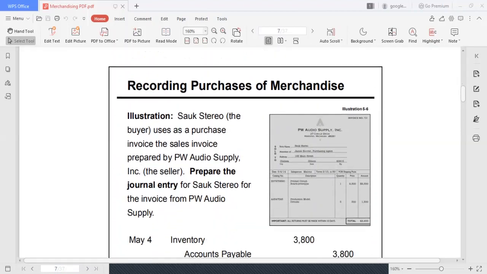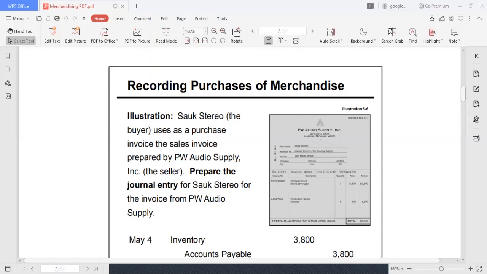So how are you going to record the purchase of merchandise? In this case, the company uses as a purchase invoice the sales invoice prepared by PW Audio Supply. So PW Audio Supply here is actually our supplier. Sila yung nag-issue ng sales invoice. So pag nag-issue sila ng sales invoice, on our end, we are the stereo company, so purchase invoice naman siya para sa atin.